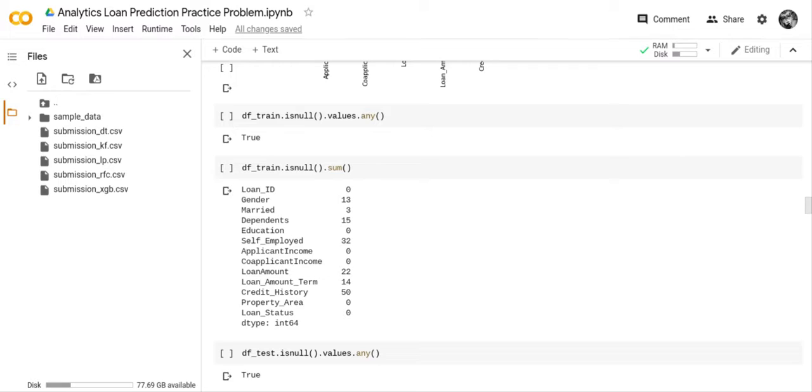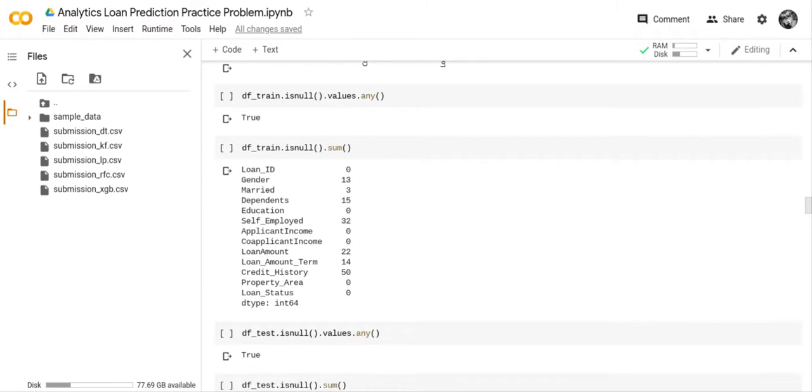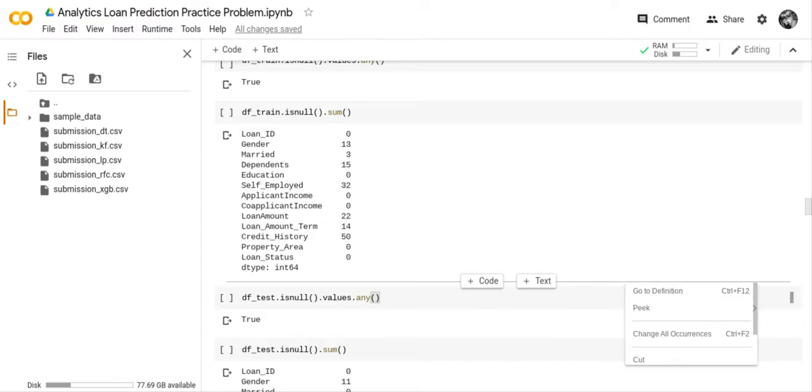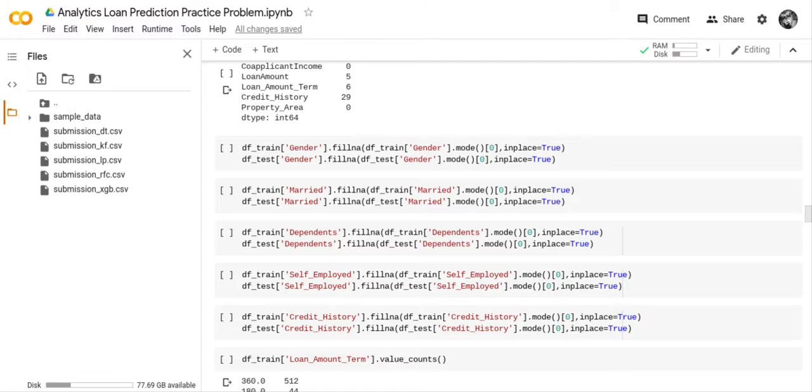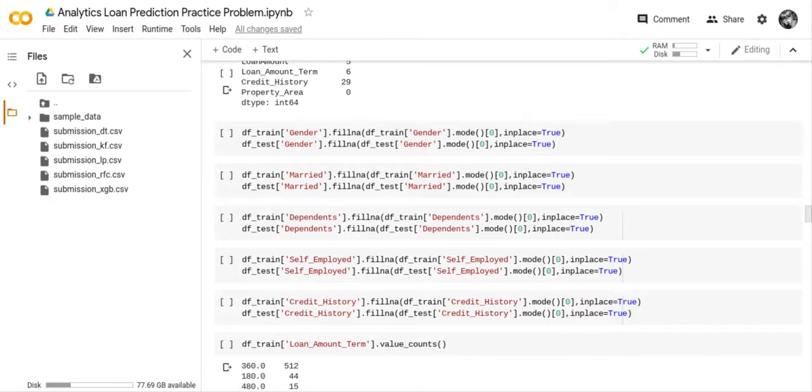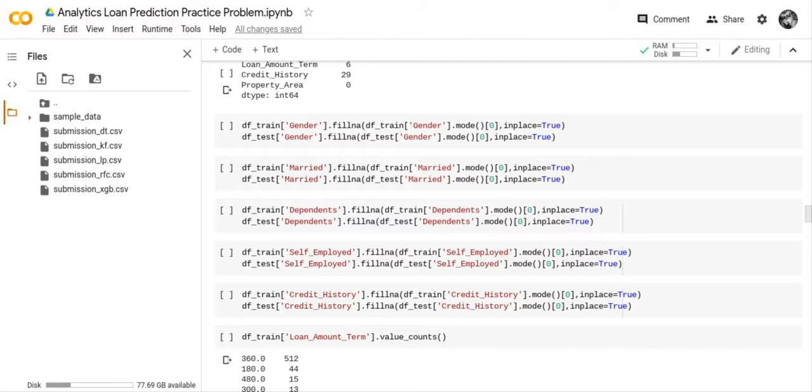I wanted to see if there were any null values, and yes, the True says that there are. I wanted to see what columns the null values were in, so I tested that on both the train and test files. Then I found the columns that had null values, and I filled them with the mode. I think on one of them I filled them with the mean, although I can't find it at the moment, but I did fill them with the mode.